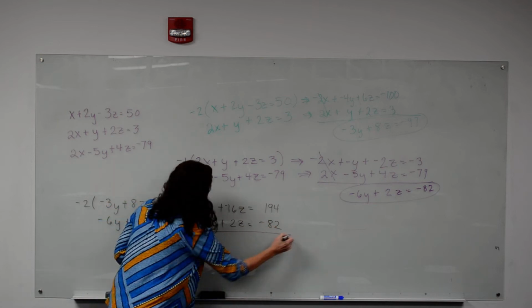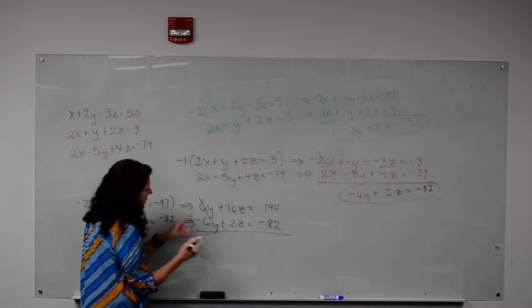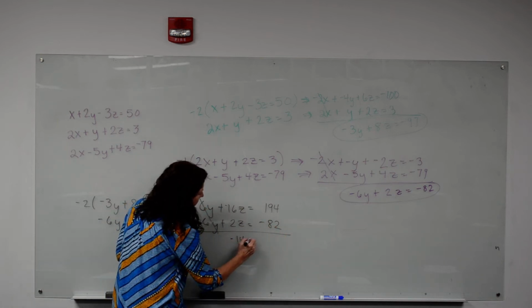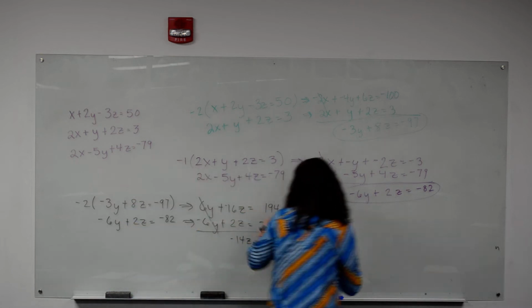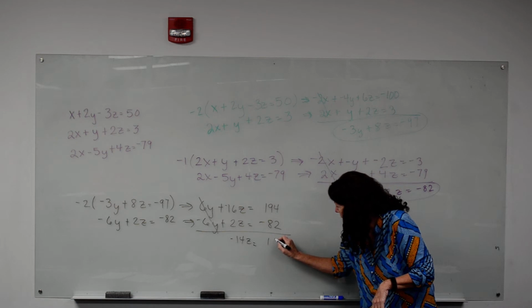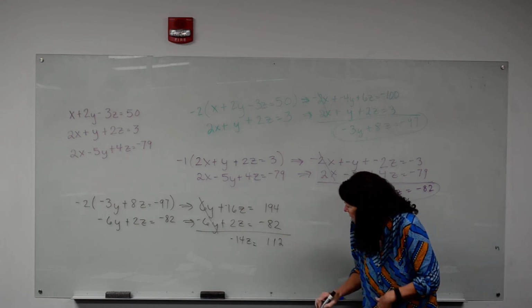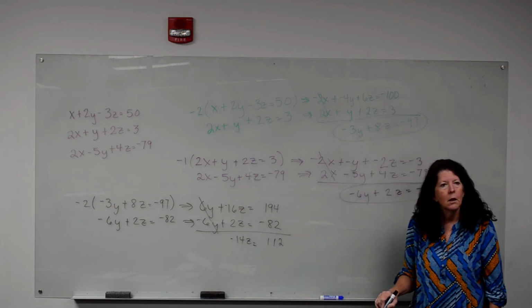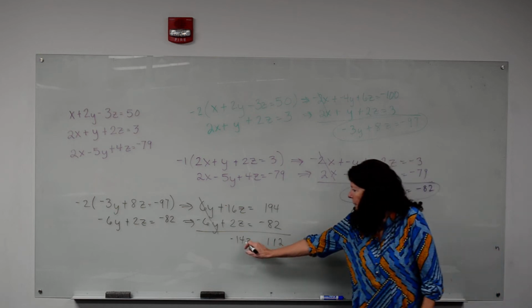And then I'm going to add. Notice the y goes away. So now I've got negative 14z equals, on this side I'm going to have positive 112. Is that right? Yeah. Okay. Now, how am I going to solve for the z?